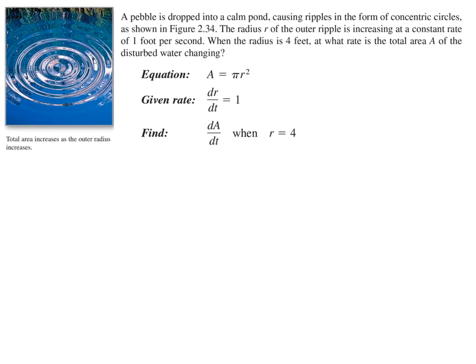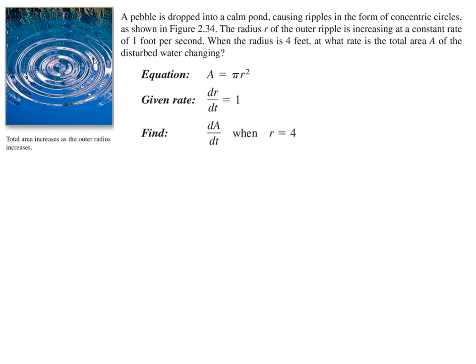So this is related rates because we've got multiple variables happening in terms of t, or time, and that time is per second. The first thing you always want to start off with is your base equation. Here we have the area of a circle, so that's going to be A equals pi r squared. We're given a rate: the change in the radius, or dr over dt, is 1, so 1 foot per second. We're looking to find dA over dt when the radius is 4.